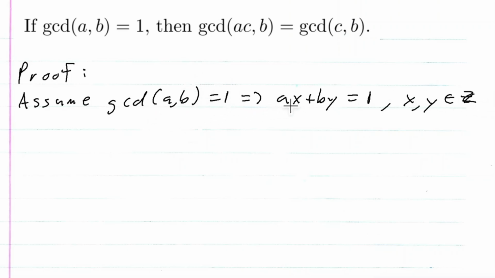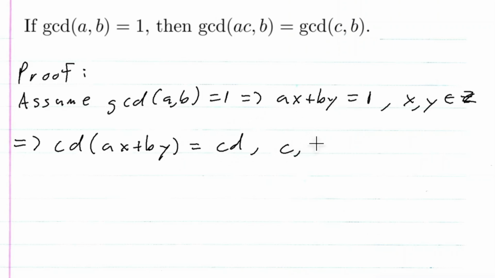So what we can do, since we have this equation here, is multiply both sides by C times D, because I want AC here, and then I would get the GCD of AC and B if I were to multiply both sides by at least C, right? So let's go ahead and do CD, because that'll come in for this here. So I multiply both sides by CD. AX plus BY is equal to, of course, 1 times CD, which is CD, where C and D are integers.